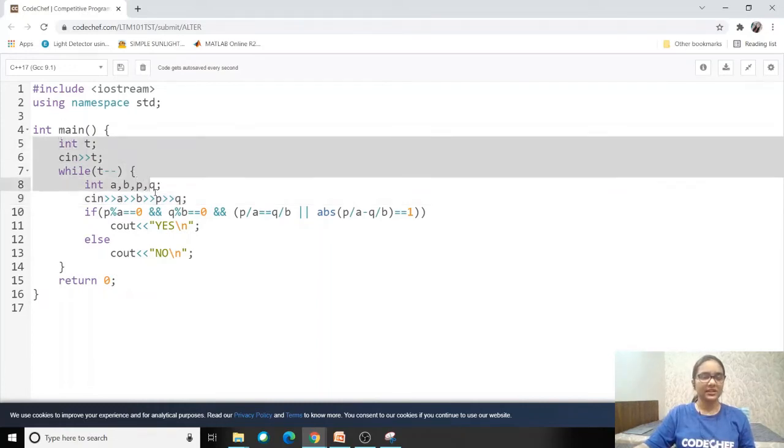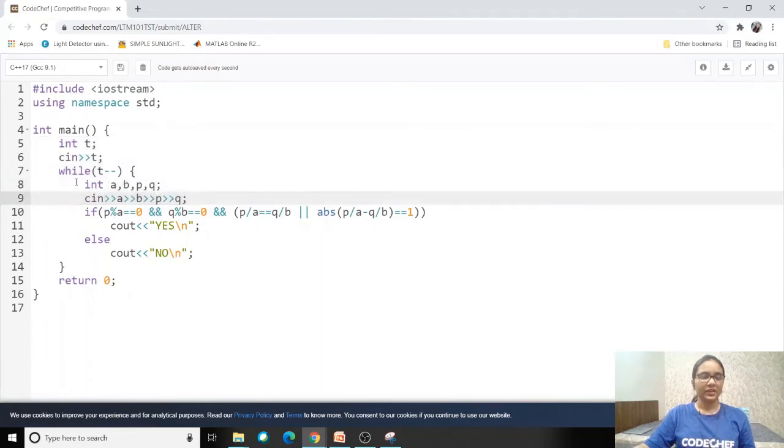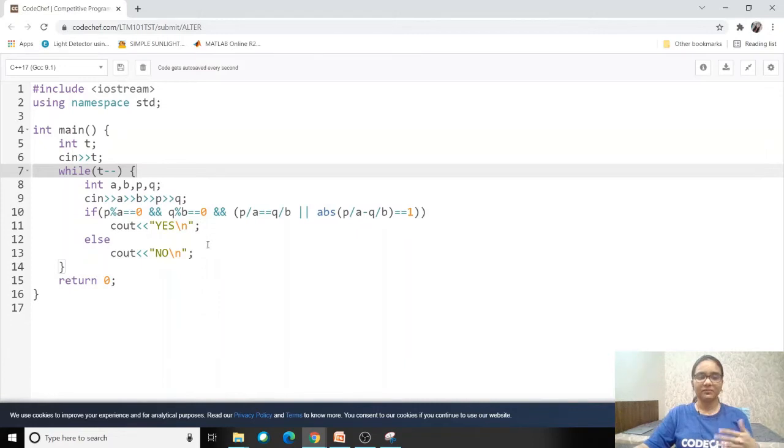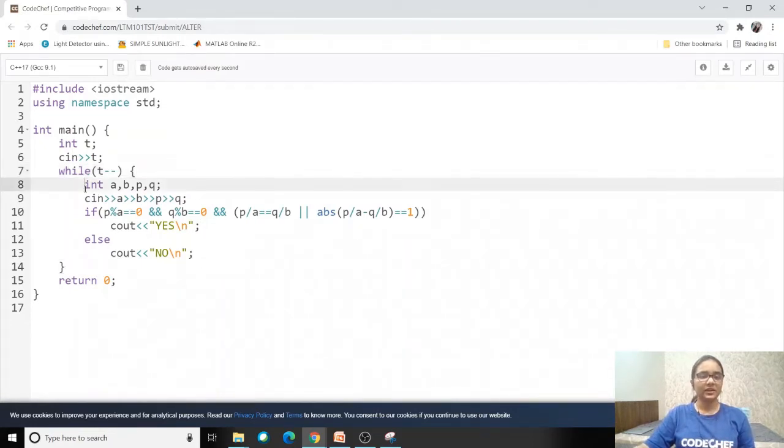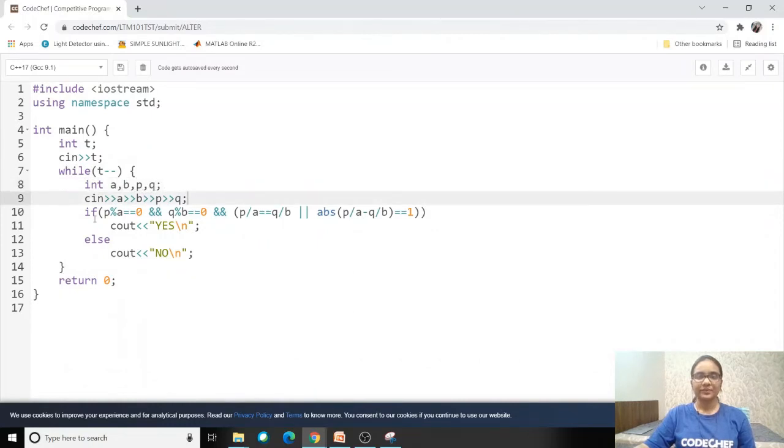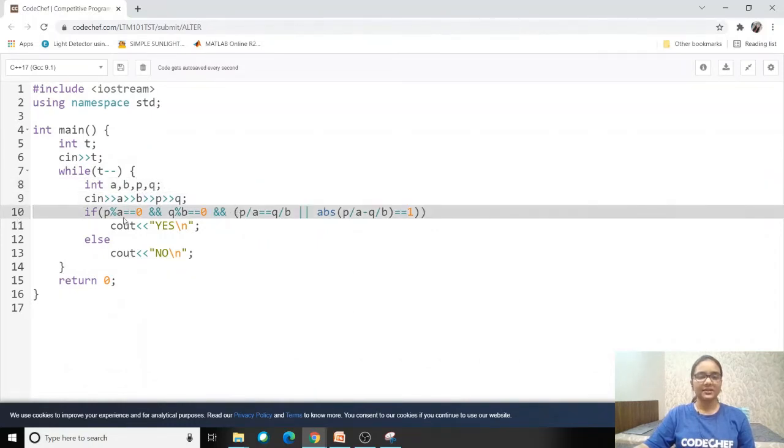First few lines are the inputs. So I have taken input for the number of test cases, then a loop for including all the test cases, and then for each test case we are taking input for A, B, P and Q. After that you can see that there is this condition which is checking what we want. So first it is checking if P and Q are multiples of A and B respectively. So we have placed an AND operator here because we want both of these conditions to be true.